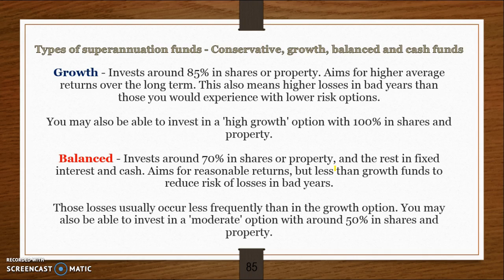So you may be able to invest in a high growth option with 100% in shares and property, and this would be even more risky and more likely to go down in a downturn in economic growth.